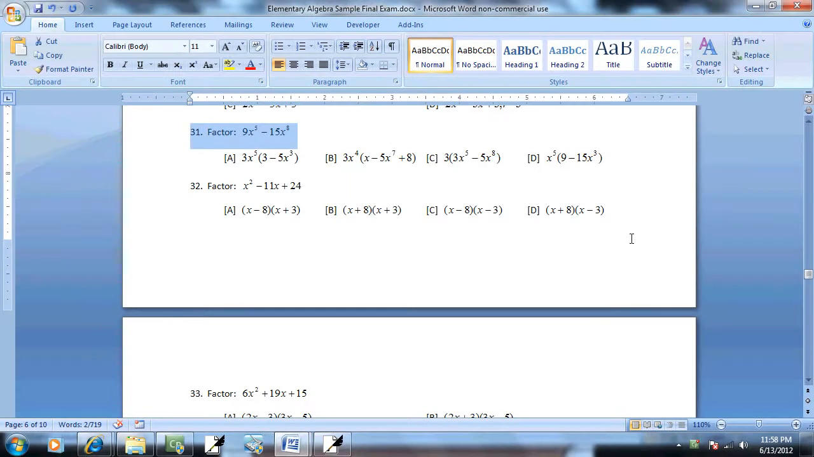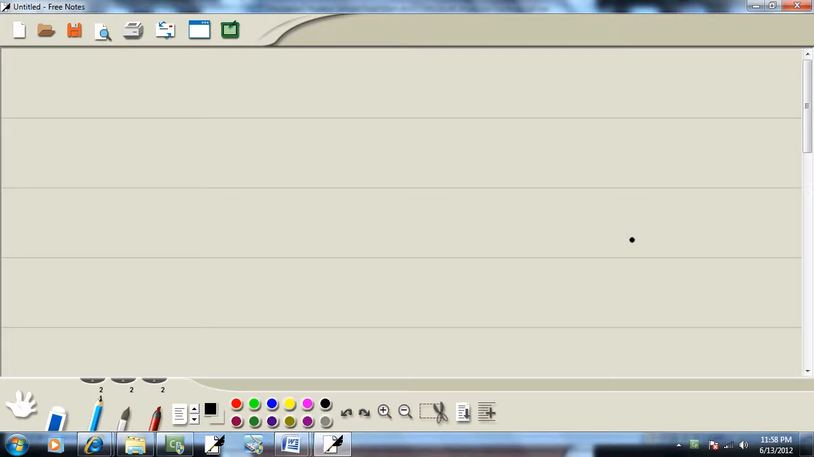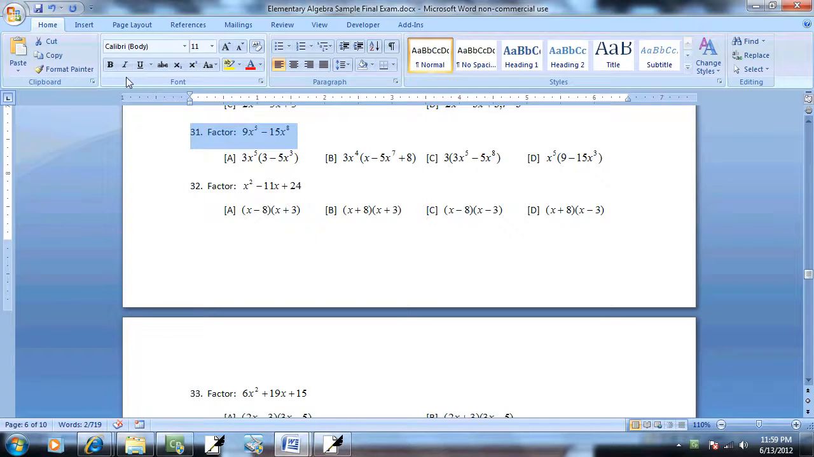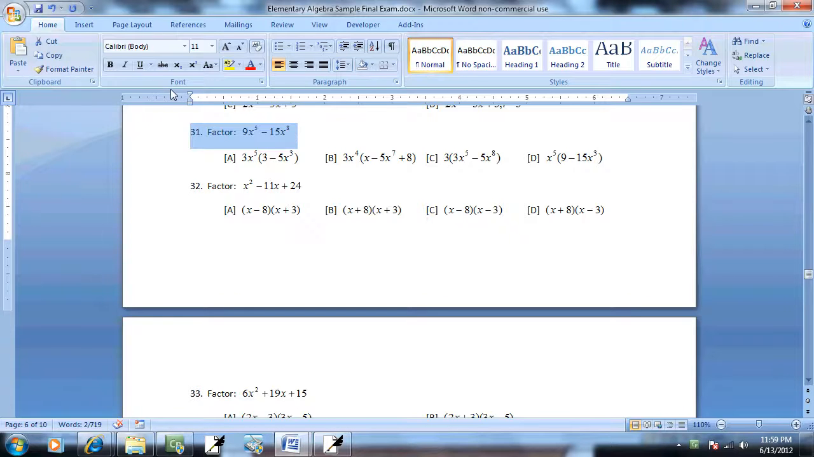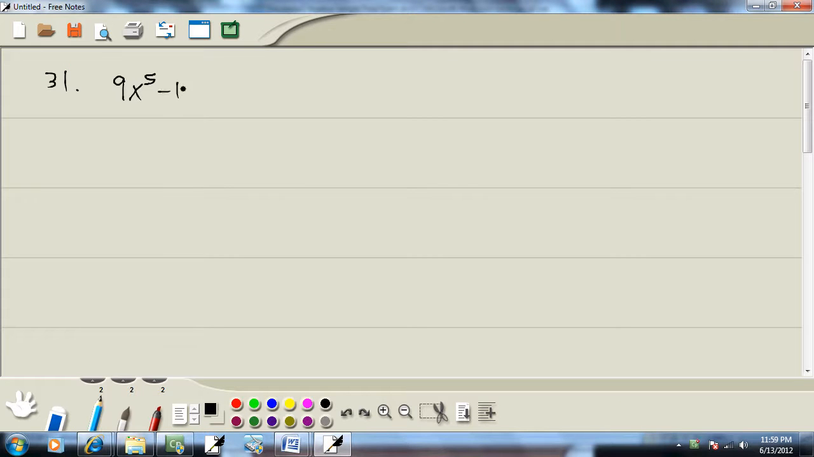Let's take a look at 31, which is factoring. So we've got 9x to the fifth minus 15x to the eighth. Our first method of factoring is always GCF. So we're going to try to do that.